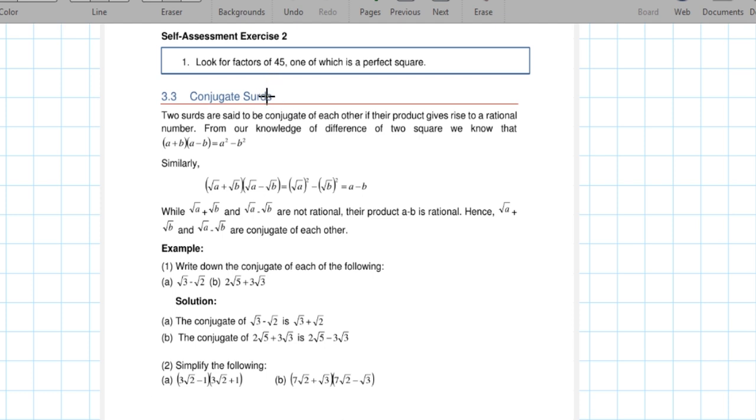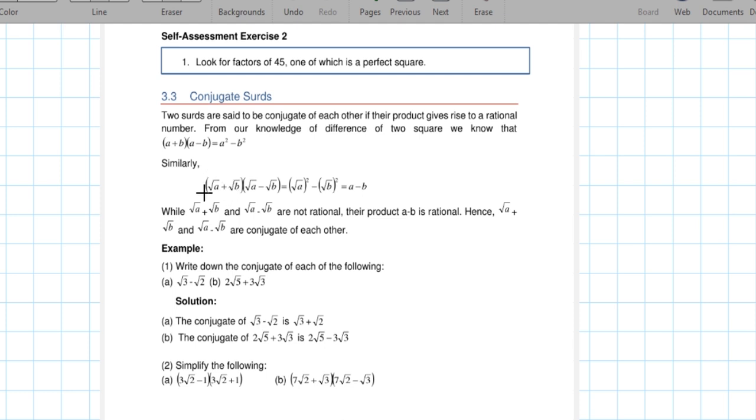So in this video we are looking at conjugate surds. We are told that two surds are said to be conjugate of each other if their product gives rise to a rational number. From our knowledge of difference of two squares, conjugate is just negating a particular surd. That's just what it means. Difference of two squares is basically what we refer to when we talk about conjugate.